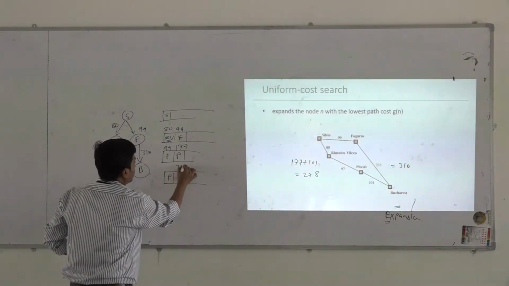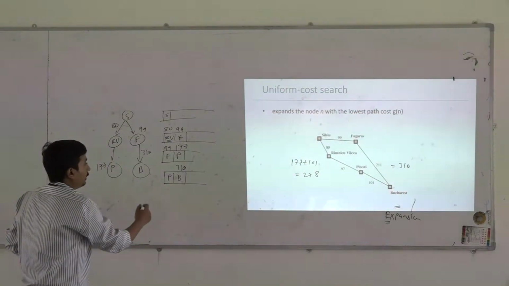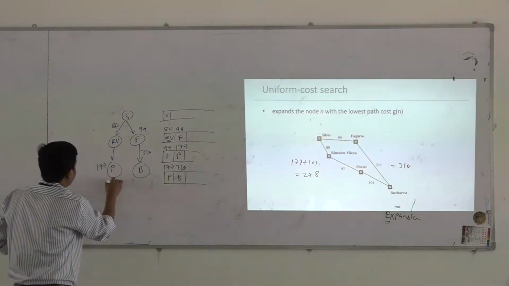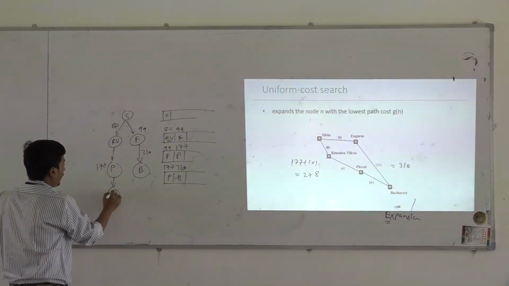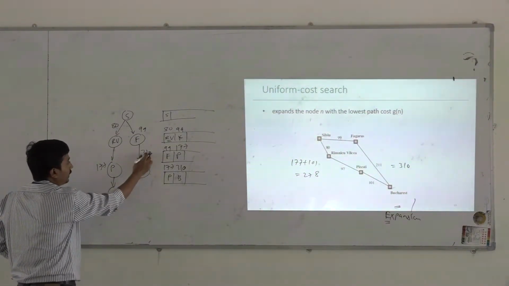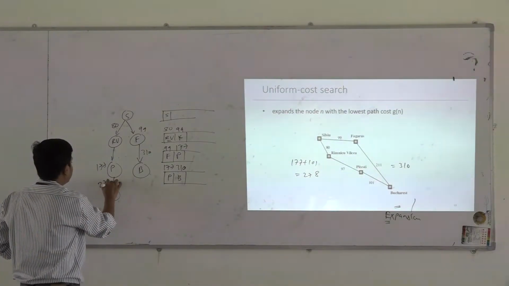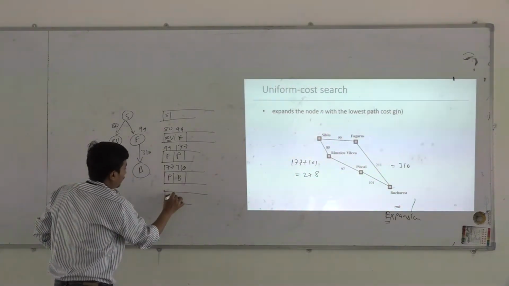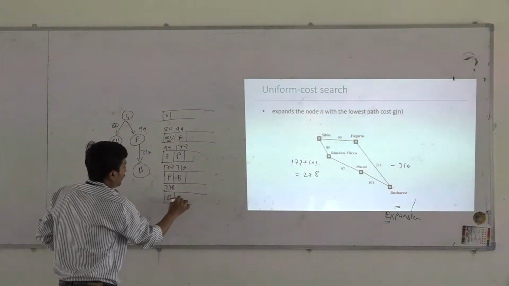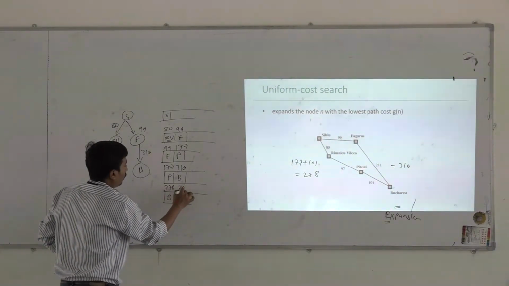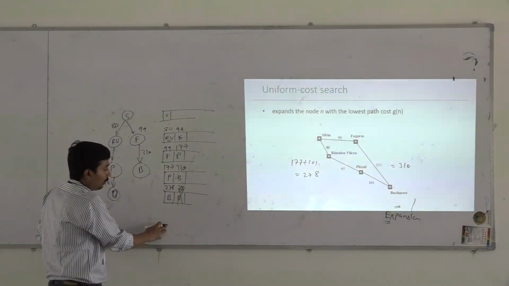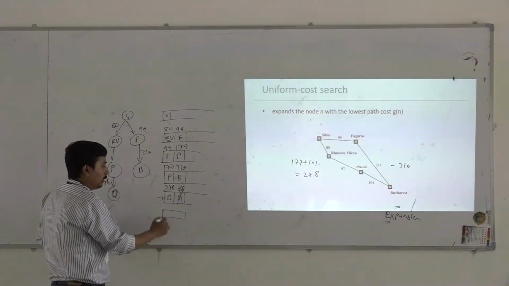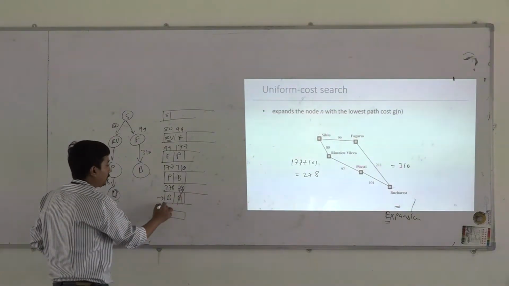Now let us continue, and let us expand this P. Now we are getting B, whose path cost is better than this one, that is 289. Now we will insert this one, and we will discard this old goal with the higher value. Now we expand this one and compare against the goal. Now B is our goal, and we will stop here.